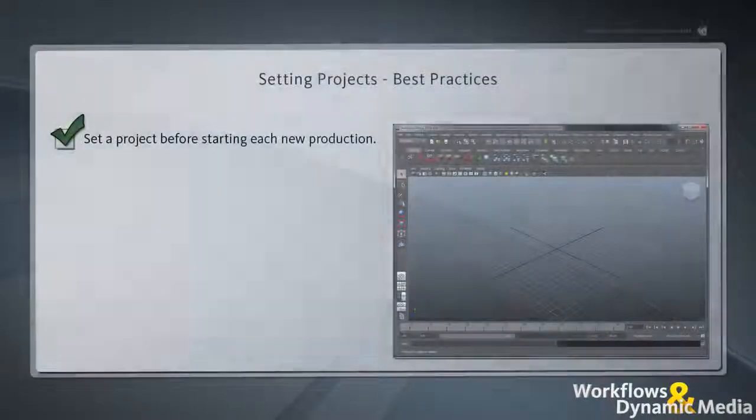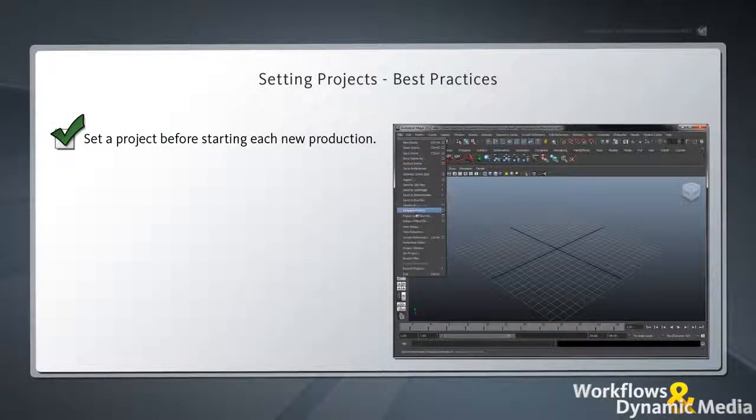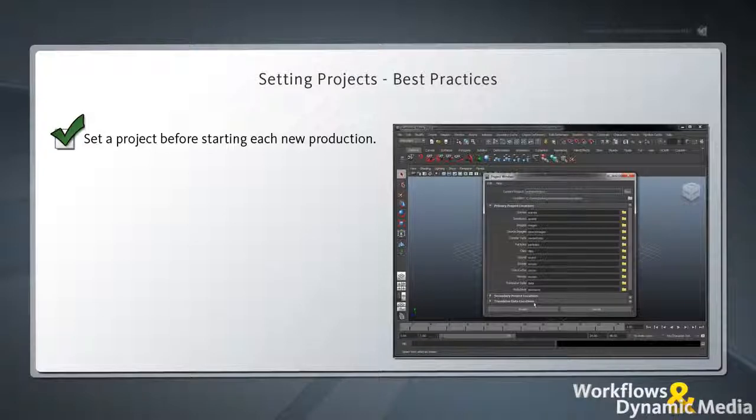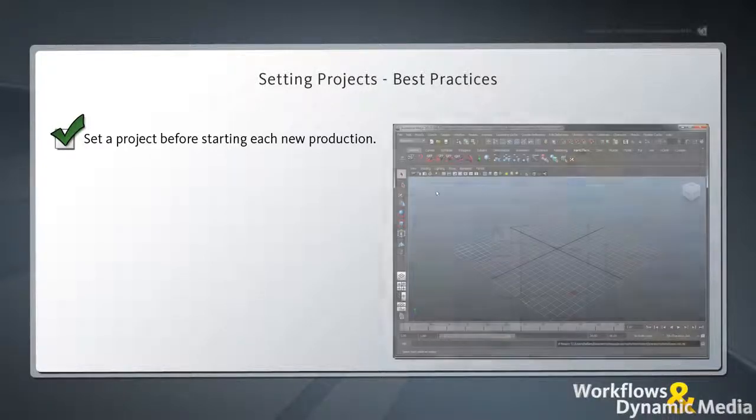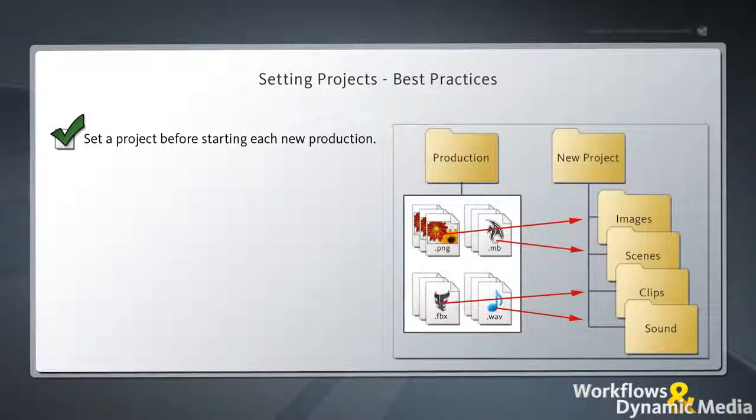Finally, let's cover general best practices regarding Maya projects. It's recommended that you set a project at the beginning of every new production. That way, if you need to archive your files or send them to someone else in your team, you'll reduce the chance of losing assets. On the other hand, if you've already started production and want to set it up as a project, you can simply create a new project in a separate folder and move your current production files into the resulting folder structure.